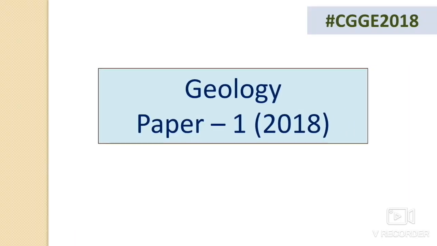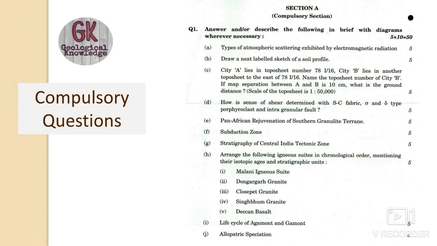So this will be the Geology Paper 1 of 2018. Firstly we will talk about the compulsory questions. The first and very important compulsory question is the types of atmospheric scattering exhibited by the electromagnetic radiation, or EMR. And the second question is: draw a neat labeled sketch of the soil profile. So that is a very easy question.